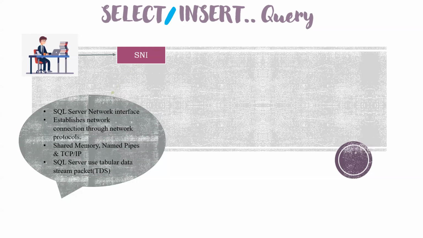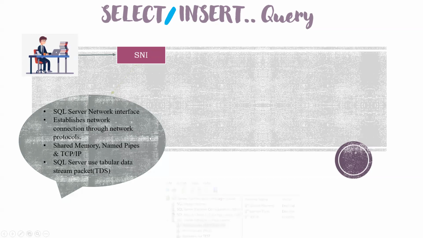We have three protocols: shared memory, named pipes, and TCP/IP. In older versions we had the VIA protocol, but that is deprecated, and now we have only three. Using any one of these protocols, it will authenticate to the SQL Server via TDS packets, network packets.